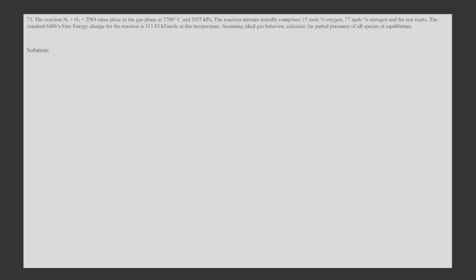At this temperature, assume ideal gas behavior and calculate the partial pressure of all species at equilibrium. Okay, so first we have the reaction N2 plus O2 gives 2NO, right? E is the extent of the reaction. At t equal to 0, no product will form. So the feed is 0.15 O2, 0.77 N2, and 0.08 inert, and the same quantity of inert, 0.08, we will get at the end of the reaction.